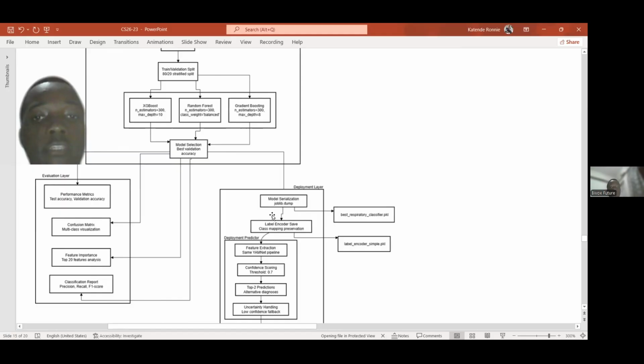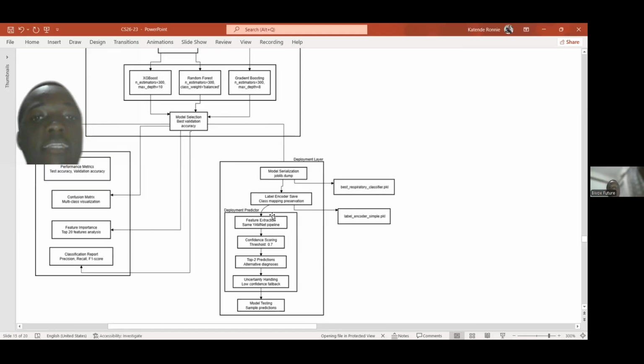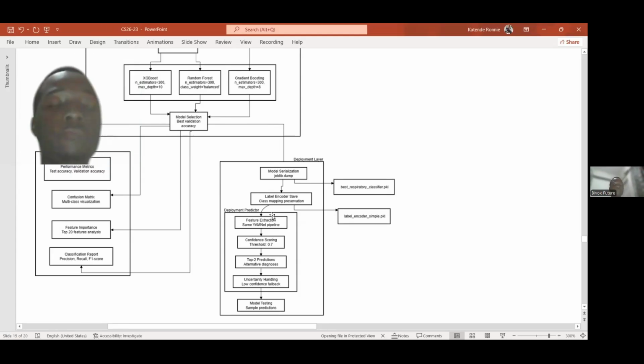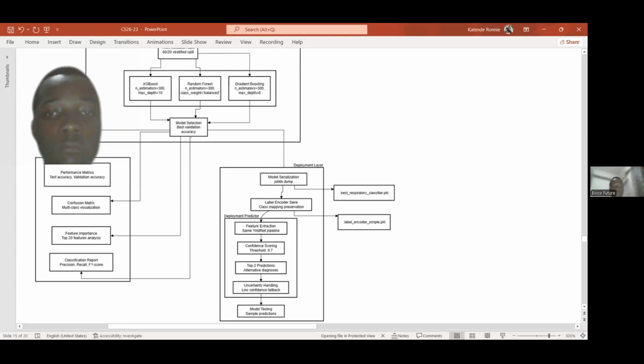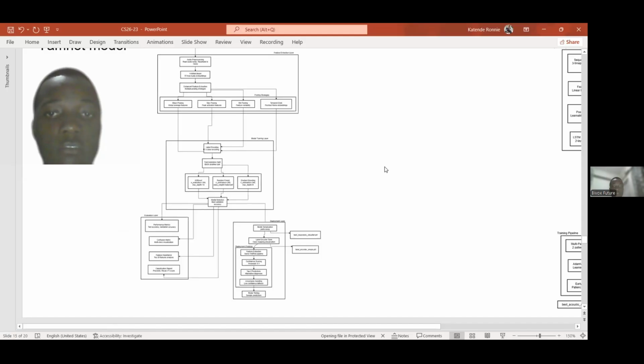Then we went to the evaluation layer, performing the confusion matrix, the feature importance, the classification report, the recall and F1. Then the deployment layer, deploying the model onto the server so that you are able to access it.